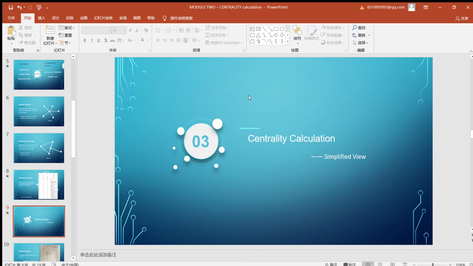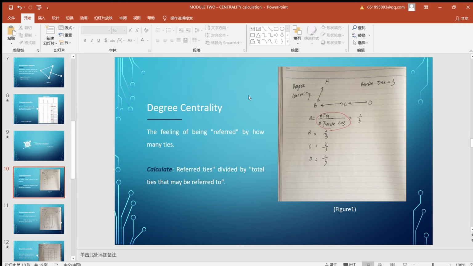The third part is the centrality calculation in a simplified view. This is the simplest diagram for the centrality calculation, and this one is the degree centrality. It's the feeling of being referred to by how many others, so it uses the actual ties divided by possible ties. From this picture, for point A, the possible ties number is the number of nodes minus 1, n minus 1, so the total is 3. For point A, there is only one arrow pointing to A, so the degree centrality of A is 1/3. For point B, there are two arrows pointing to B, and the degree centrality of B is 2/3.